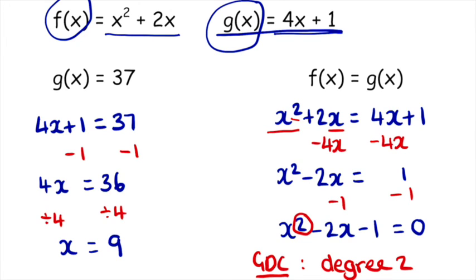And then you type in the coefficients of x squared, which is 1, of x, which is minus 2, and then the number, or the integer value, which is minus 1. And from there, you will then get your solution.